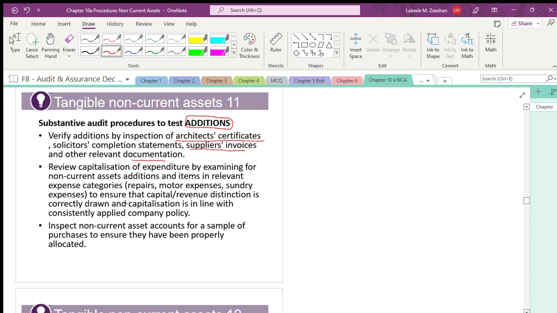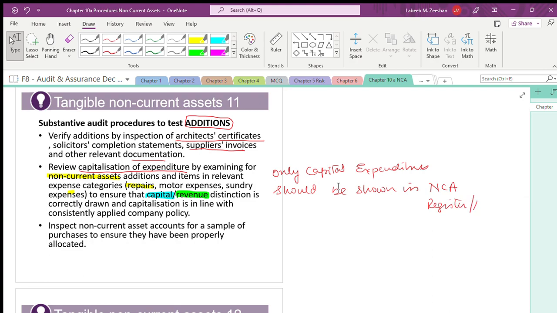If you have done any work with respect to other buildings, you have to say whether it is an expenditure related to capital. If it is a capital expenditure, you have to show it in non-current assets. If it is a revenue expenditure, you have to show it in repairs. You have to differentiate between capital expenditure and revenue expenditure. Only capital expenditure should be shown in non-current assets, either in terms of the register or the ledger.